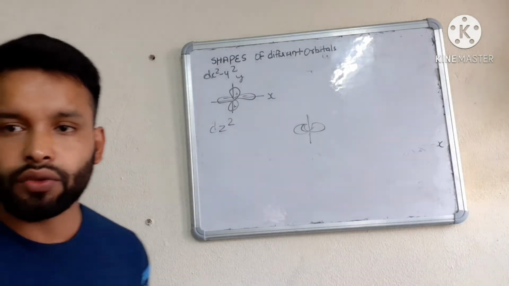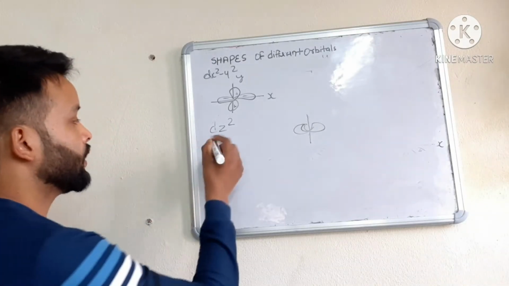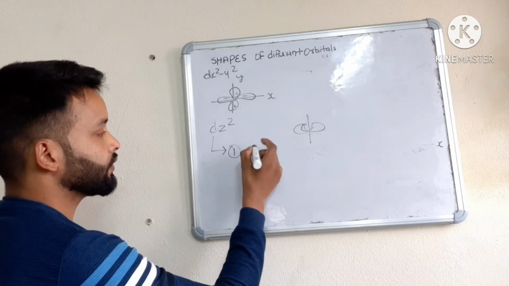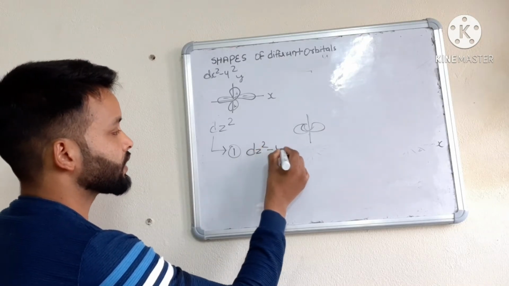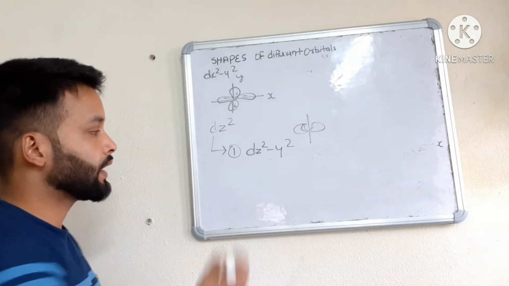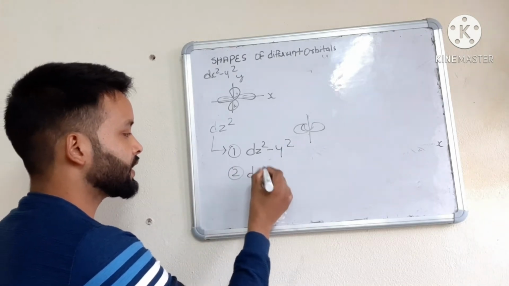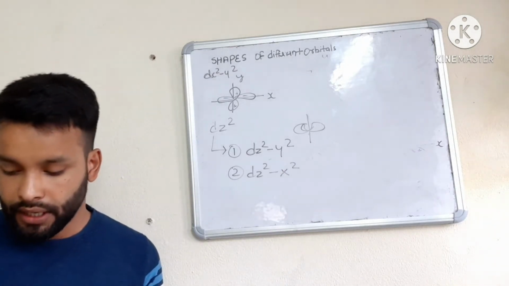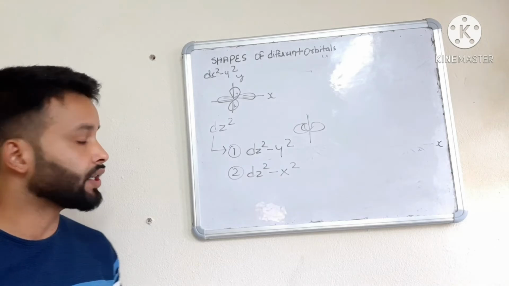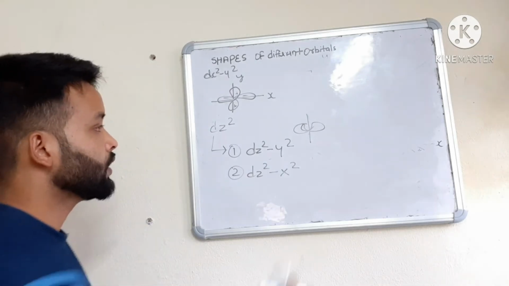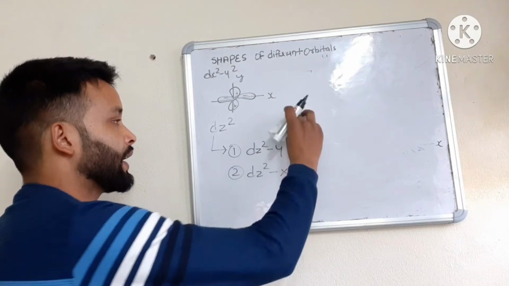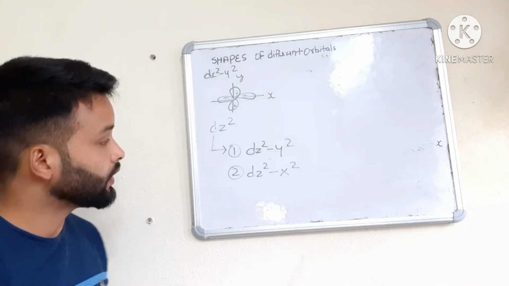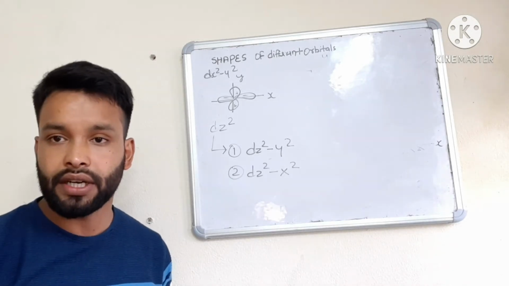Basically dz square is made up of two types of orbitals. The first one is dz square minus y square, and the second is dz square minus x square. Separately I'll draw both, then I'll combine both diagrams and show you how you get dz square. First I'm drawing dz square minus y square.